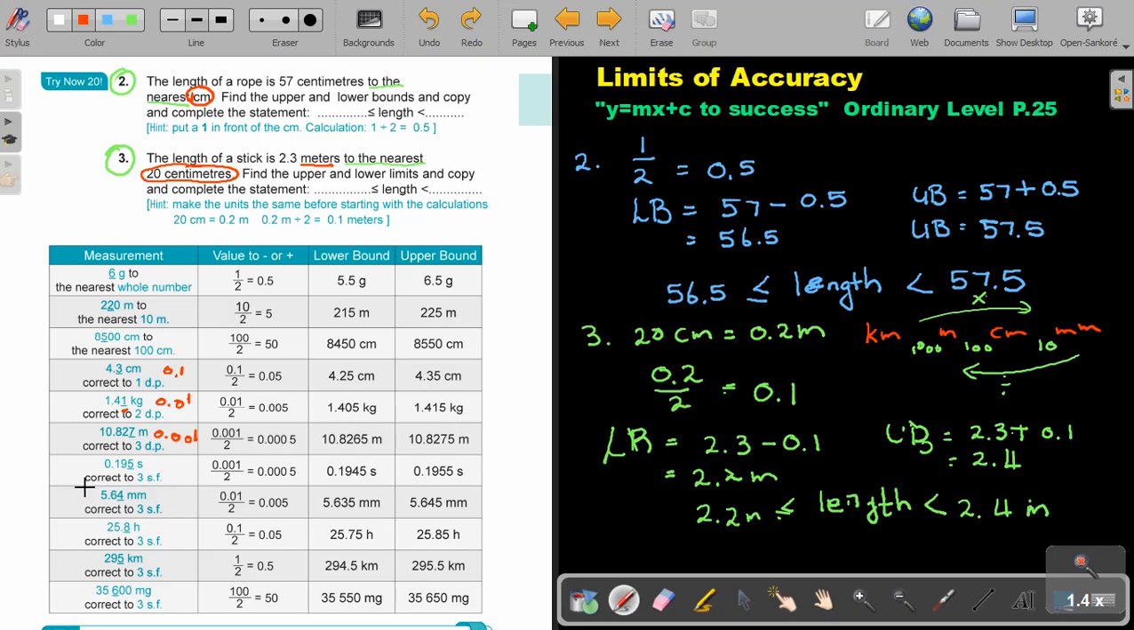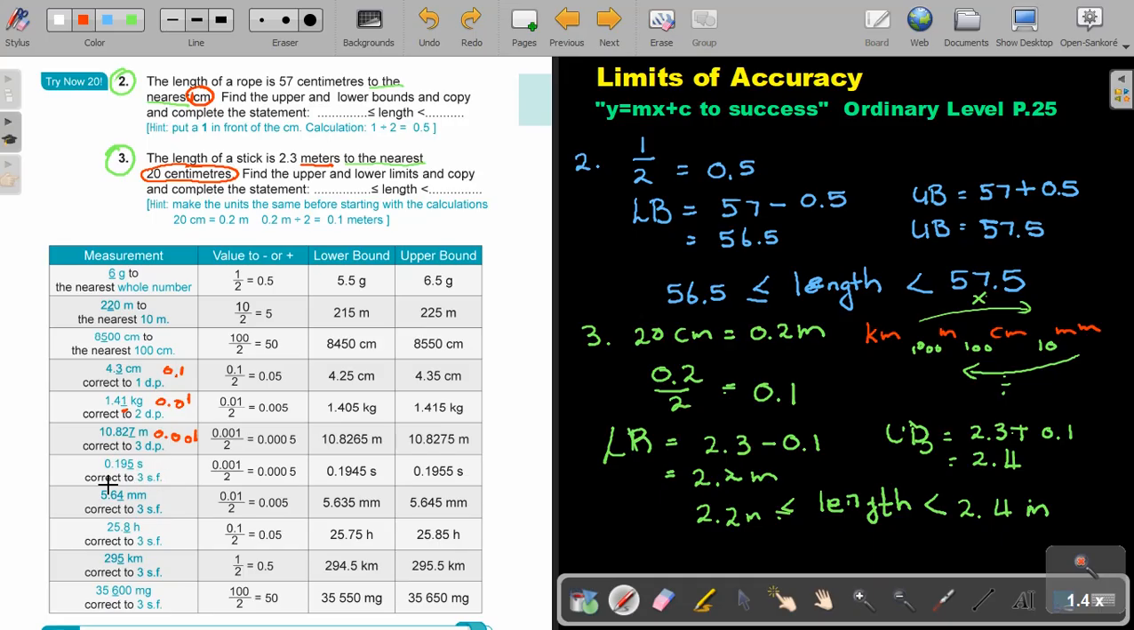And then the next one, correct to 3 significant figures. Now this is very important because there it's not a specific position. You can always say first decimal place is 0.1, second decimal place is 0.01, third decimal place is 0.001. But be careful when it's significant figures. Then you have to find that position again.